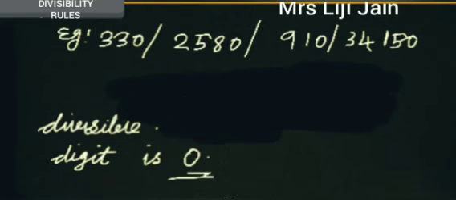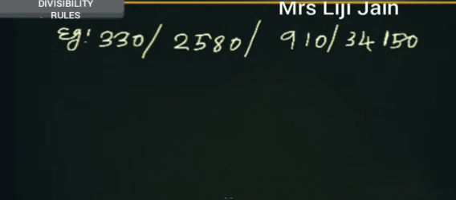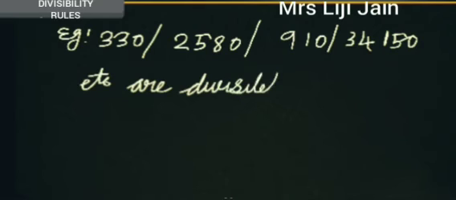Only one condition is needed for a number to be divisible by 10. What is it? Yes, its last digit should be 0. Etc. are divisible by 10. Okay, let's discuss the rule of divisibility by 11 here.